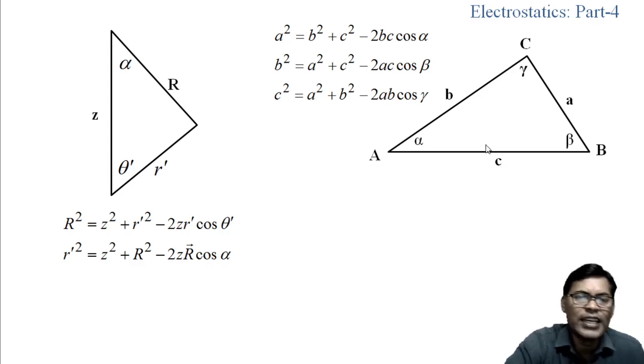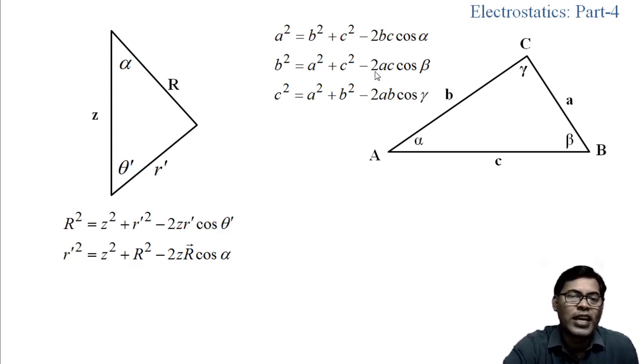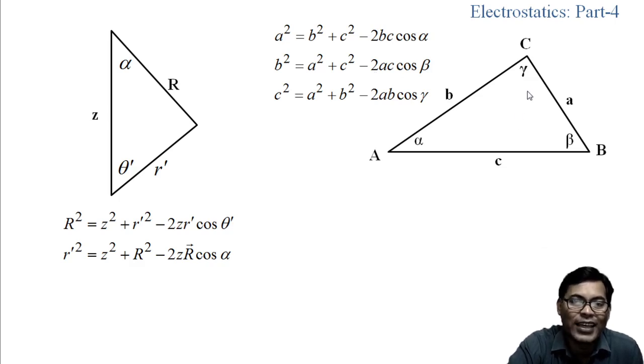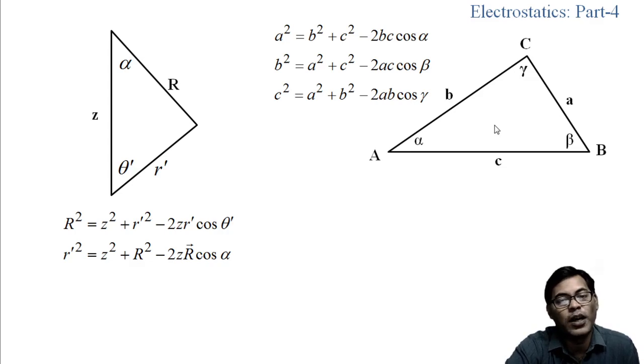Now interestingly, this equation which we got is the generalized form of the Pythagoras theorem. If we take this angle gamma as 90 degrees, then cos gamma is cos 90, which is 0, so this term will be equal to 0. Then we get the Pythagoras theorem, c square equals a square plus b square. So the cosine rule is the generalized form of the Pythagoras theorem.